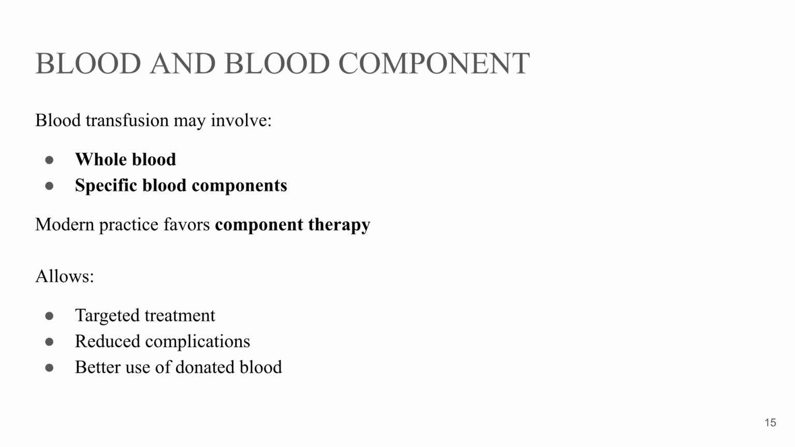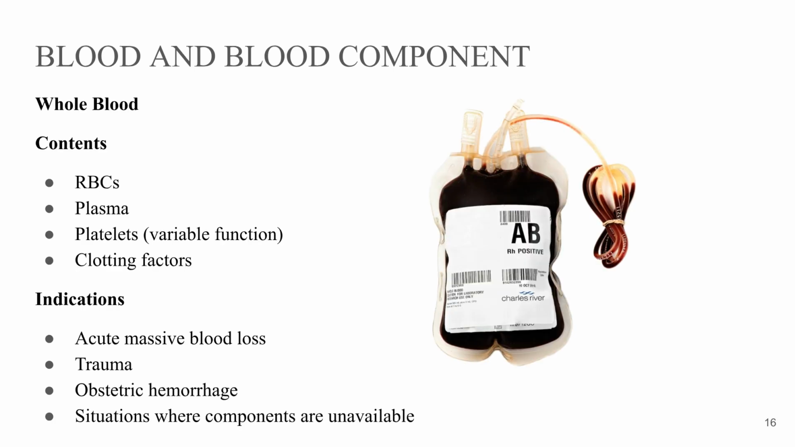Blood transfusion may involve whole blood or specific blood components. Modern practice favors component therapy for targeted treatment, reduced complications, and better use of donated blood. Whole blood contains red blood cells, plasma, platelets, and clotting factors. It is indicated primarily for acute massive blood loss, or when components are unavailable.